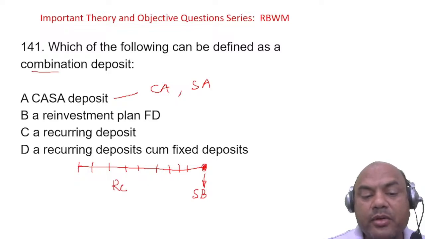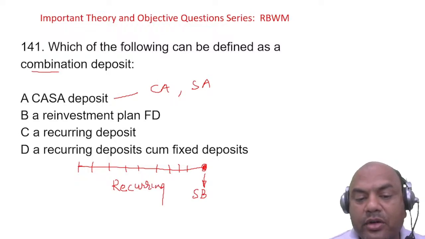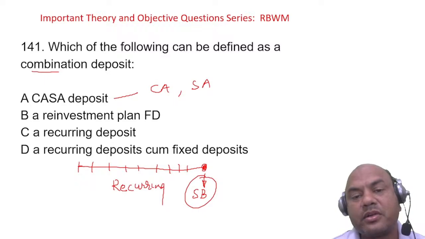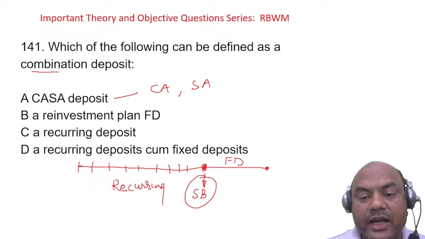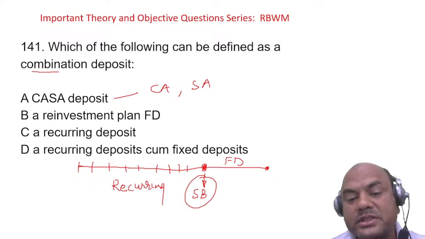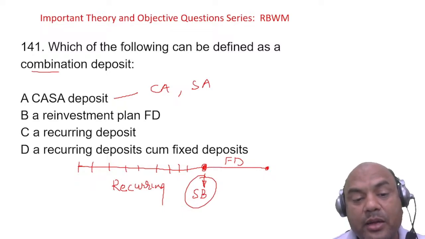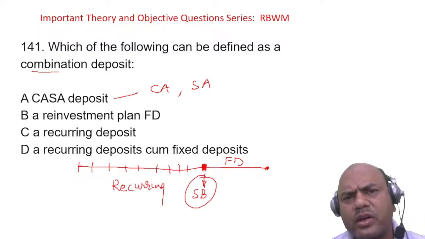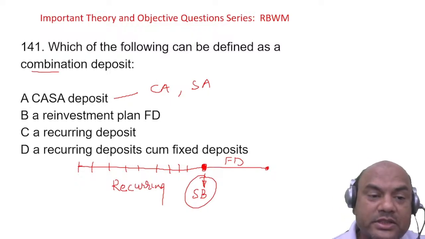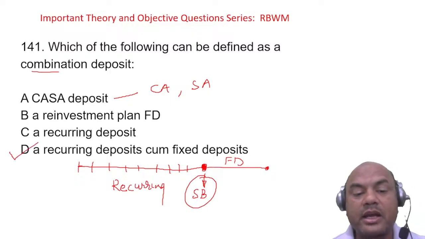But what is recurring cum FD? Recurring cum FD means on maturity, this amount won't be transferred to my savings account. This amount will be made as an FD for a future 1 year, 2 years, whatever those years are. So this is added. This is combined and added to this recurring deposit. This is known as recurring deposit cum FD. Otherwise, in normal recurring, when maturity comes, this amount is transferred to the savings account. But here, it is continued as an FD at whatever rate is applicable at that time. So this is known as a combination deposit, recurring deposit cum FD.